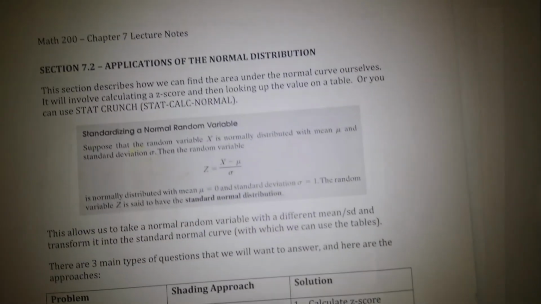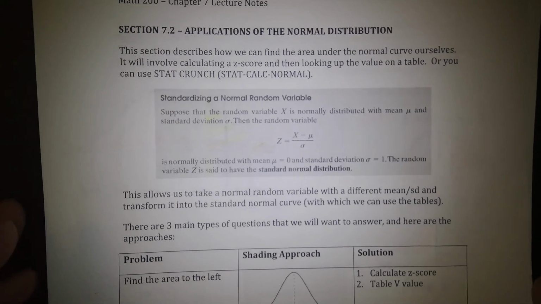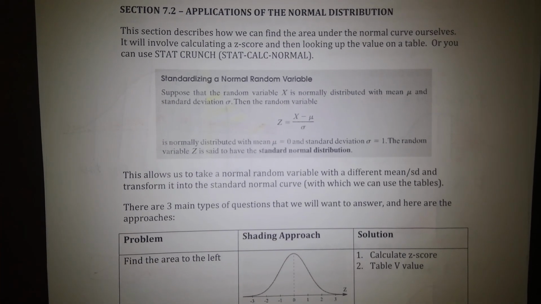Okay, so in section 7.2, we're going to start discussing how we can find the answer to questions like that. This section describes how we can find the area under the normal curve ourselves. It will involve calculating what's called a z-score and then looking up the value in a table, or you can use technology such as StatCrunch. So that's what we'll use in class here.